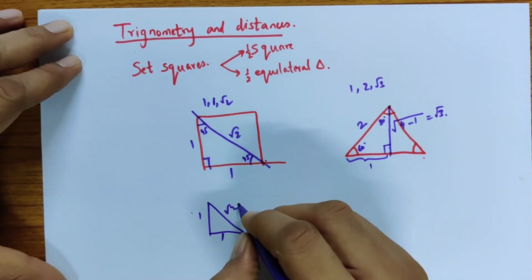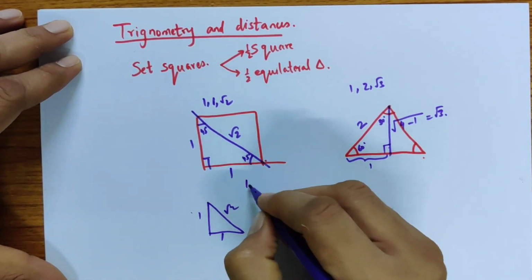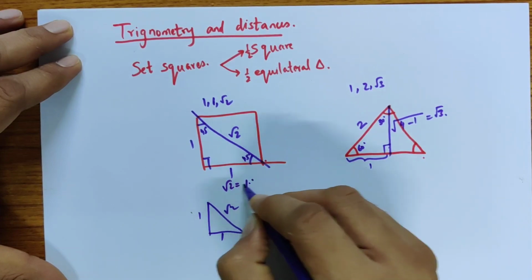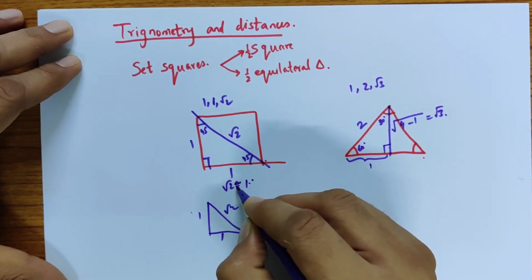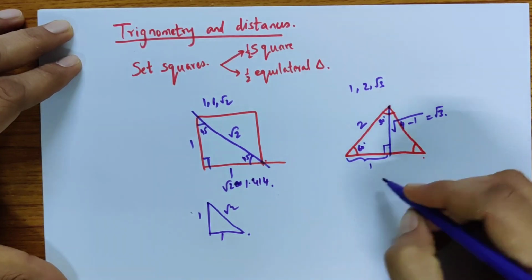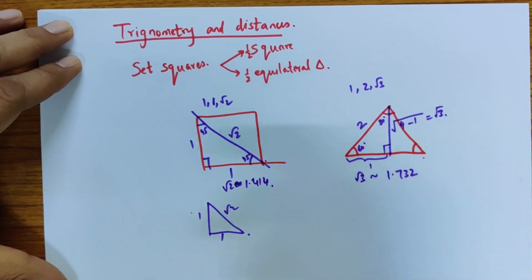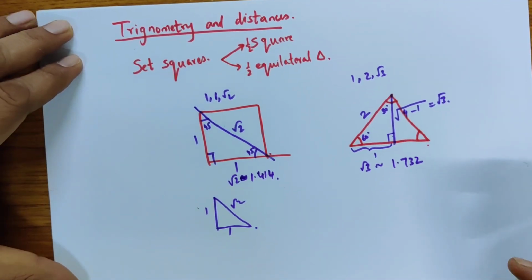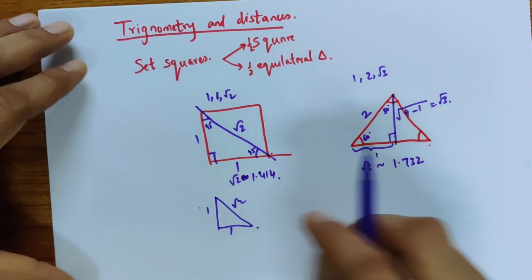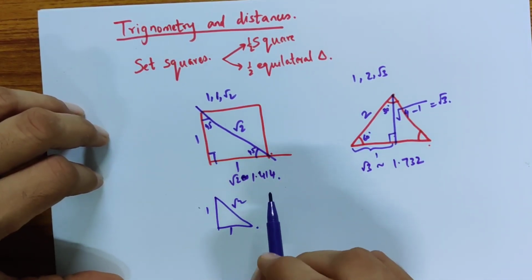Some of the things the children need to sort of memorize is that root 2 is approximately 1.414, and root 3 is approximately 1.732. So you can of course do different exercises for them to get that root 2 is 1.414.